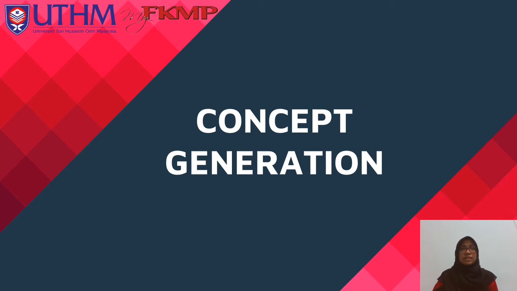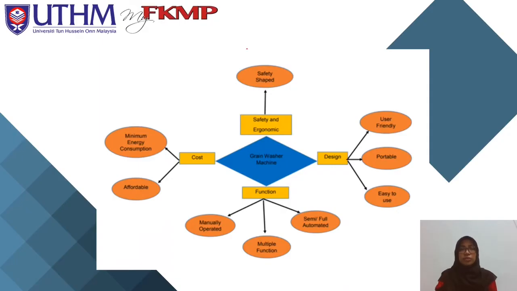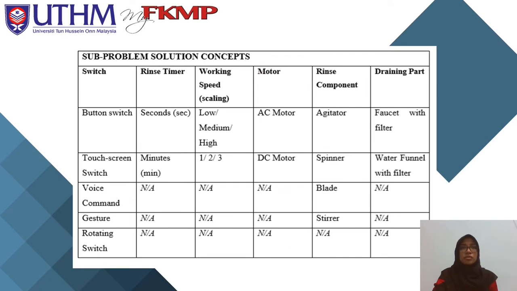The process of selecting our product starts with brainstorming, where each of our group members gives their opinions and ideas. Based on that, the sub-problem solution concept is tabulated, where the critical elements for our product are switch, rinse timer, washing speed, motor, rinse component, and draining pipe.